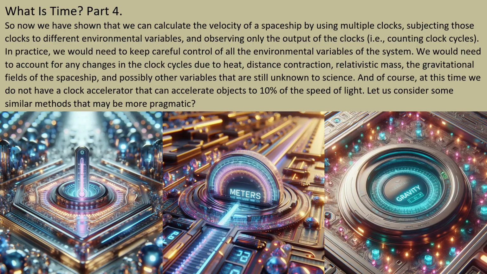In practice, we would need to keep careful control of all the environmental variables of the system. We would need to account for any changes in the clock cycles due to heat, distance contraction, relativistic mass, the gravitational fields of the spaceship, and possibly other variables that are still unknown to science. And of course, at this time we do not have a clock accelerator that can accelerate objects to 10% of the speed of light. Let us consider some similar methods that may be more pragmatic.